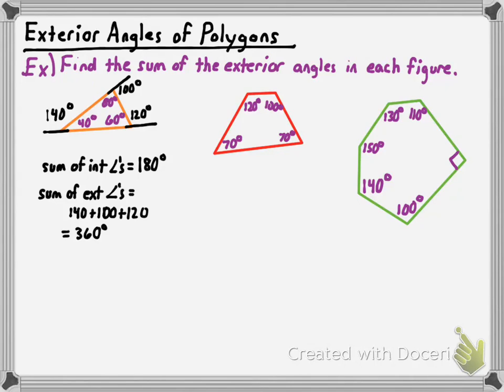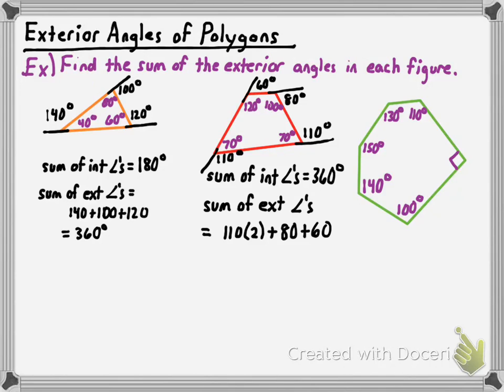Now, if we use that same logic, you know that the sum of the interior angles for a quadrilateral is 360 degrees. Well, let's create an exterior angle at each vertex. Let's create one there. Let's create one here. Here and there. Why not? And again, use the fact that they're linear pairs with the interior angle. So you would have 110 degrees. You'd have 80 degrees. 60 degrees, and 110 degrees again. So the sum of the exterior angles would be equal to 110 times 2, since we had two of those, or 220 in other words, plus 80 plus 60.